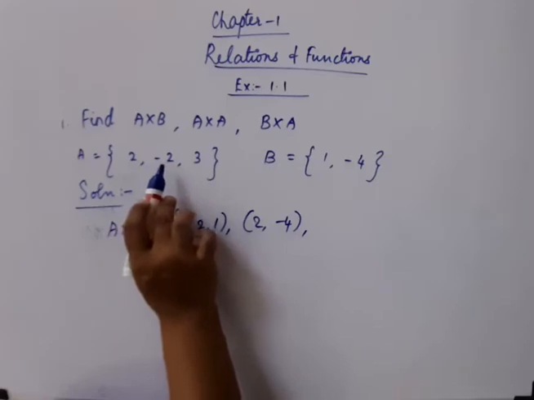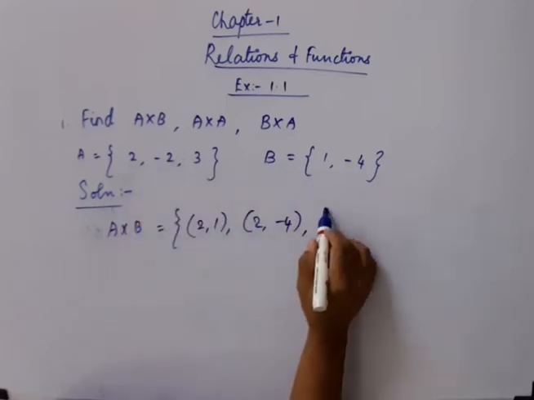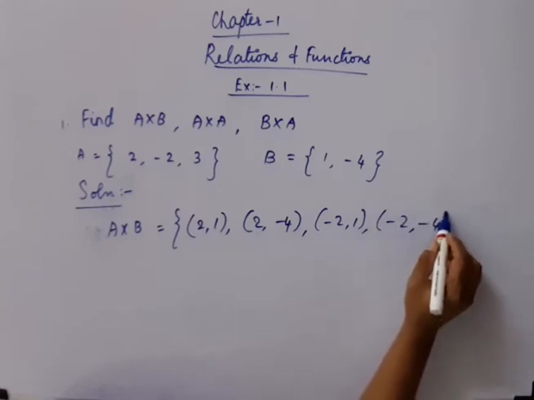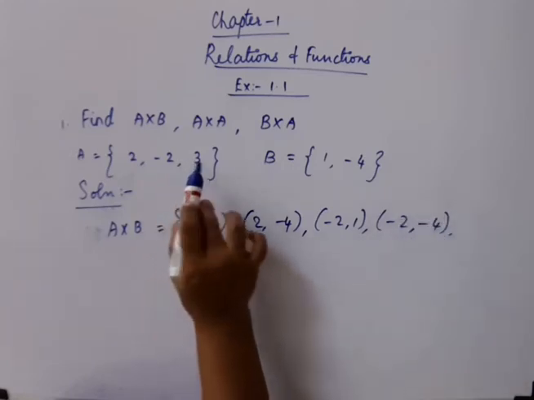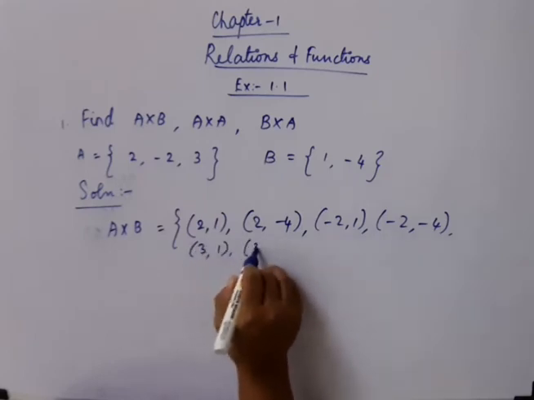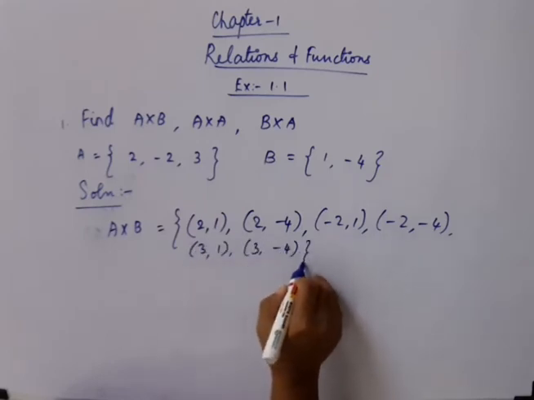Take second element, combine with all the elements in set B. So (-2, 1), (-2, -4). Then third element with all the elements of set B. So (3, 1), (3, -4).